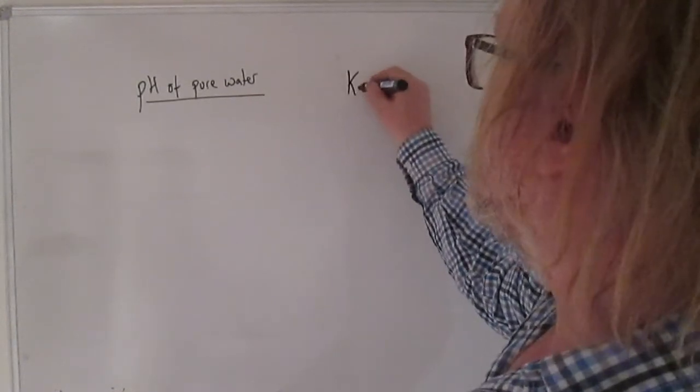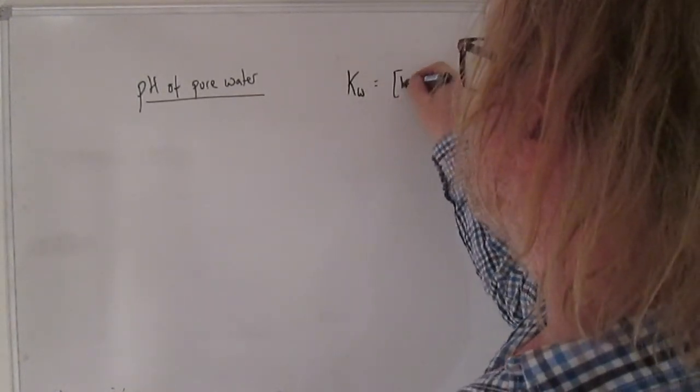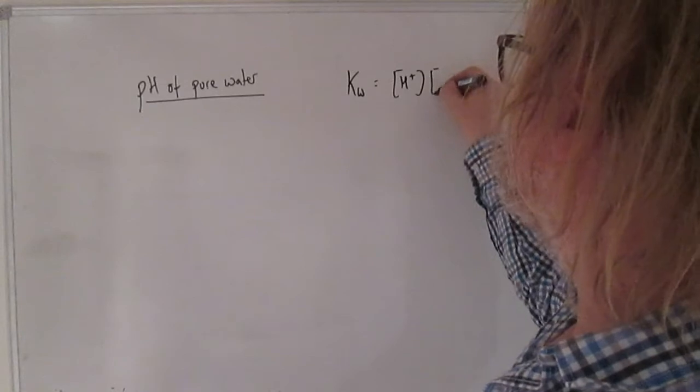Okay, so one of the things that's nice to do, just because it shows that things work out as you might expect, but also because it's potentially quite an important thing to do, is to use that Kw that we've just learnt about to deduce what the pH of pure water should be. So we've got that Kw is equal to H+ times OH-.